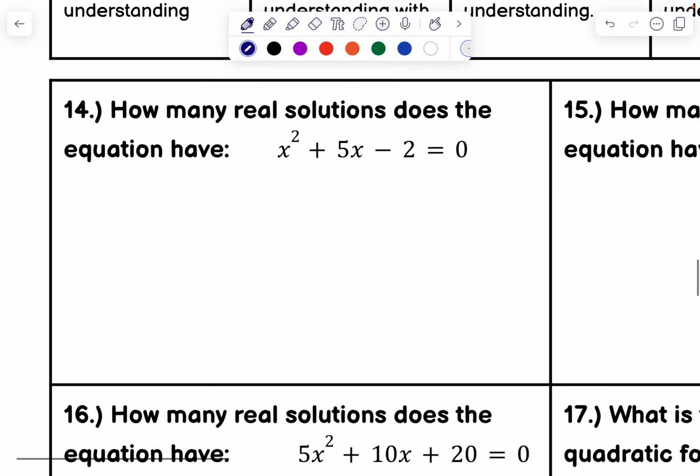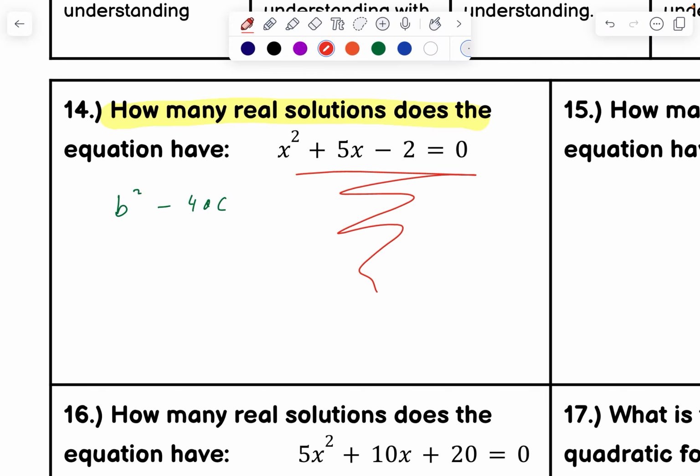In this one, it's asking us how many real solutions does the equation have. In order to solve this, we don't need the whole quadratic formula. We really just need the discriminant, and the discriminant is equal to b squared minus 4ac. If your equation is already in standard form, go ahead and label your a, b, and c. And let's plug those in to our discriminant.